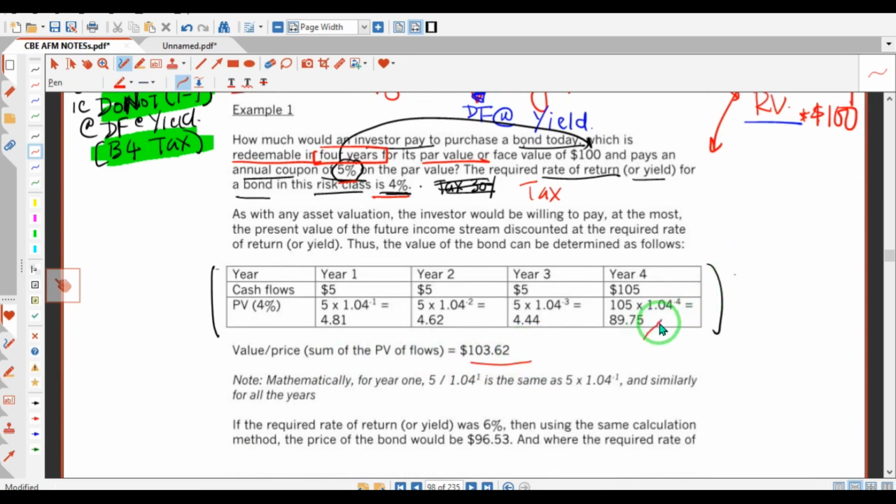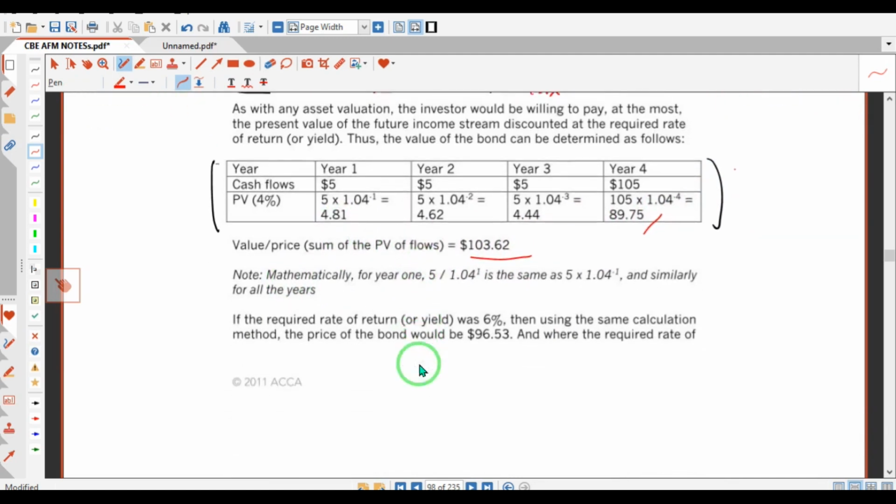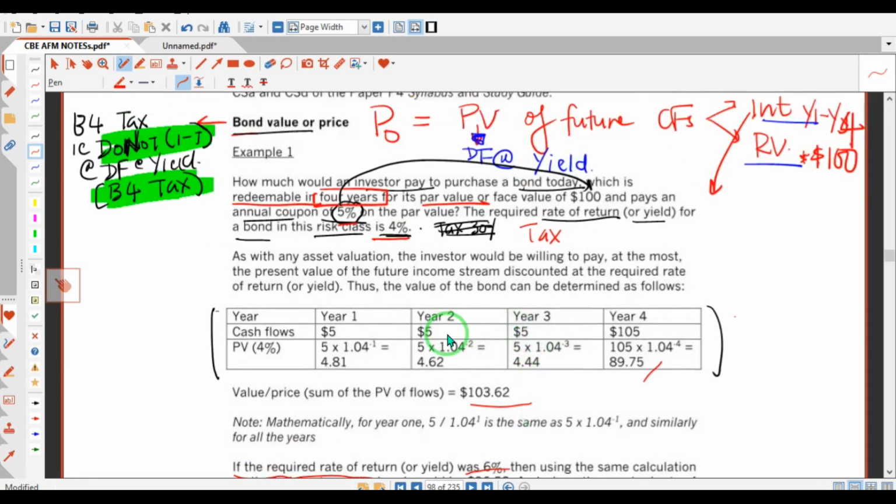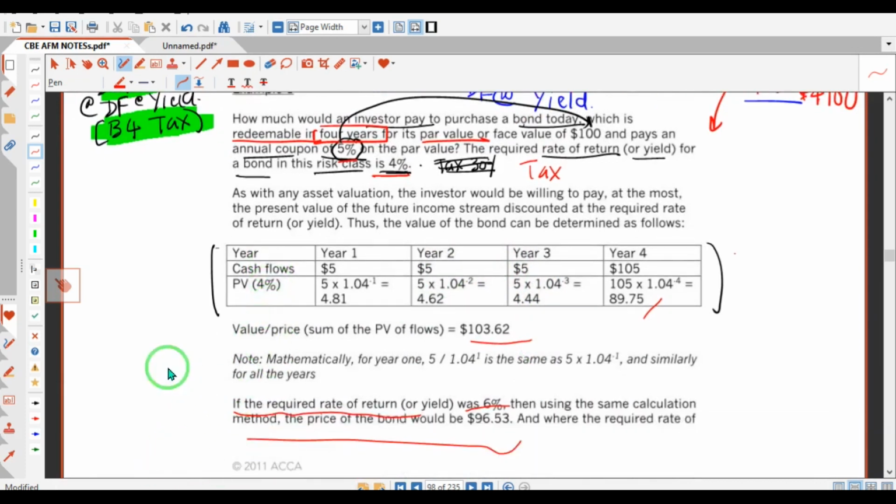Getting ready for CBE practice. So this is what he got, 4.81. There you go, and mathematically, it's there. If the required rate of return is 6%, how would the answer be different? What will happen if it's 6%? Same question.